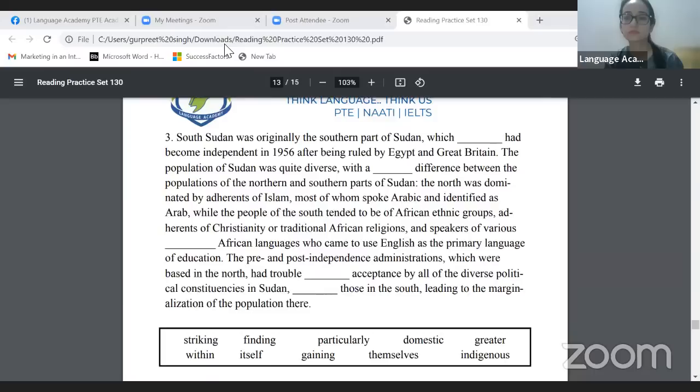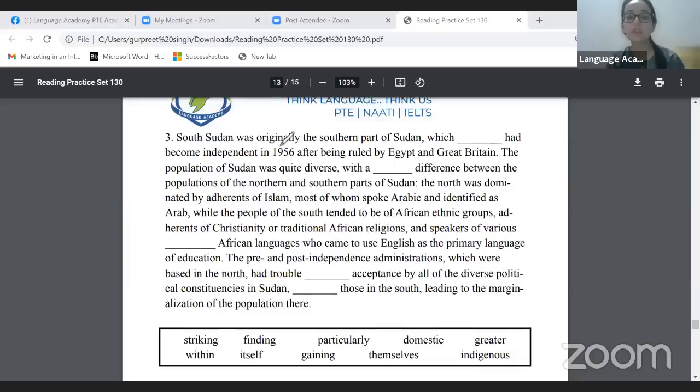Those who have selected greater as their answer, please note down the uses of different forms of verbs. V2 is used for comparison, when you have than written in the sentence, or if the sentence is comparing two things.